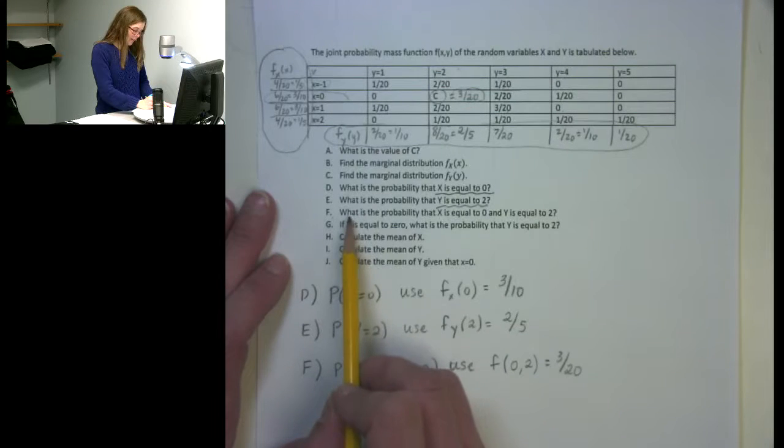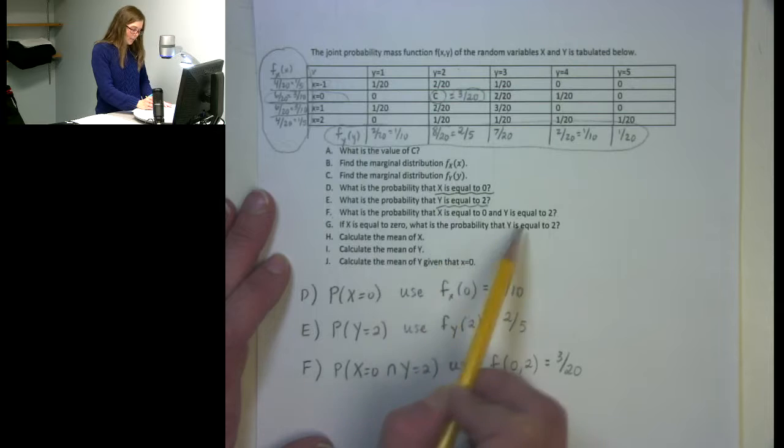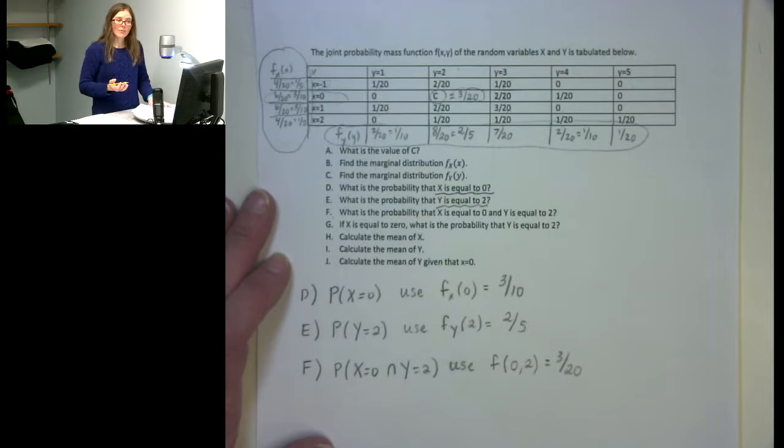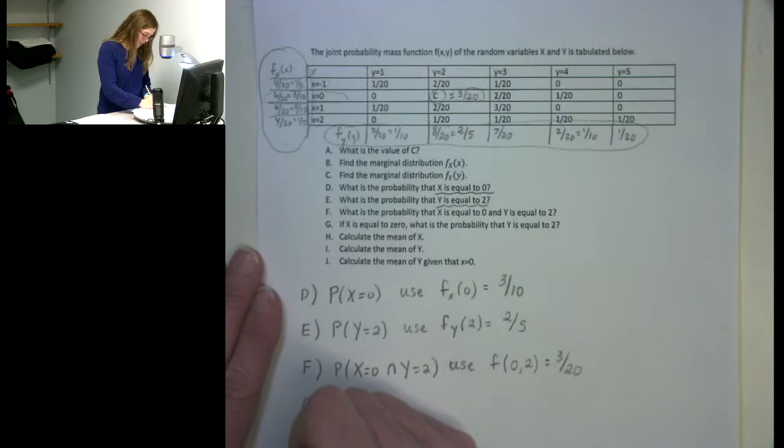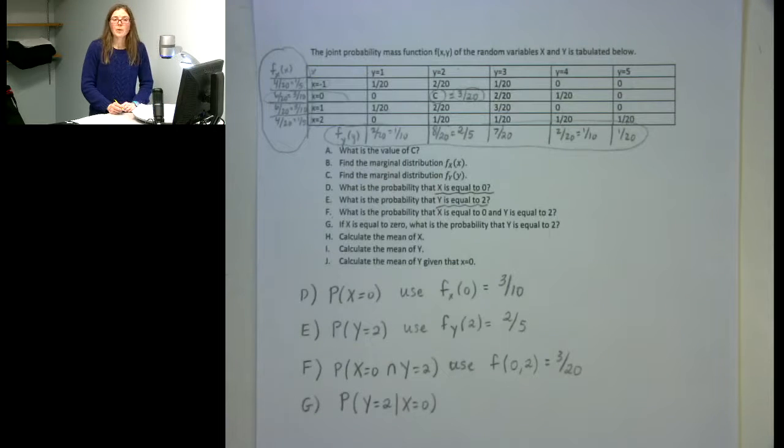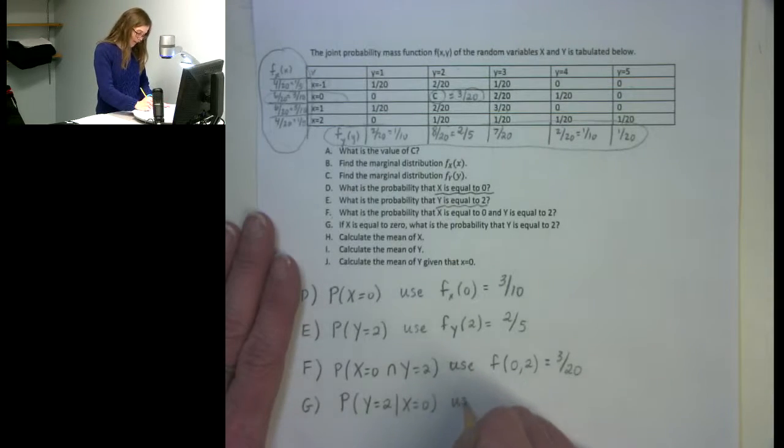The next question asks, if x is equal to 0, what is the probability that y is equal to 2? Now this is different because I'm not just saying what's the chance that these two things happen together. I'm saying if I know that x is equal to 0, what is the probability that y is equal to 2? So G is looking for conditional probability. The way I want to find this is by using a conditional distribution. I want h of y given that x is equal to 0.